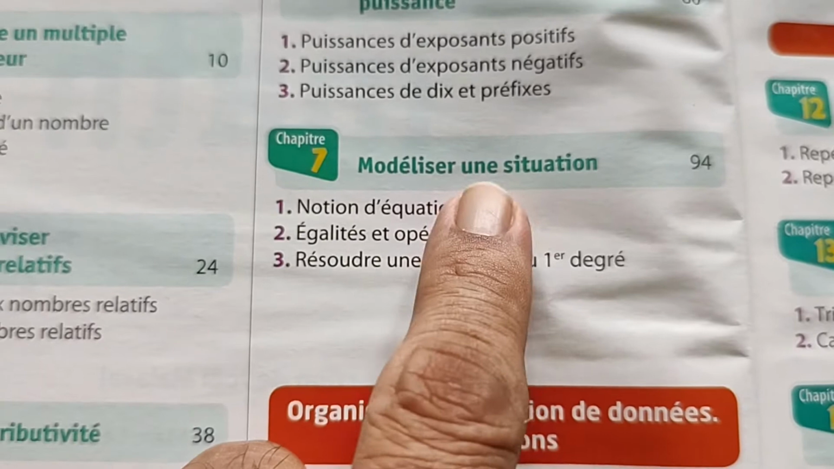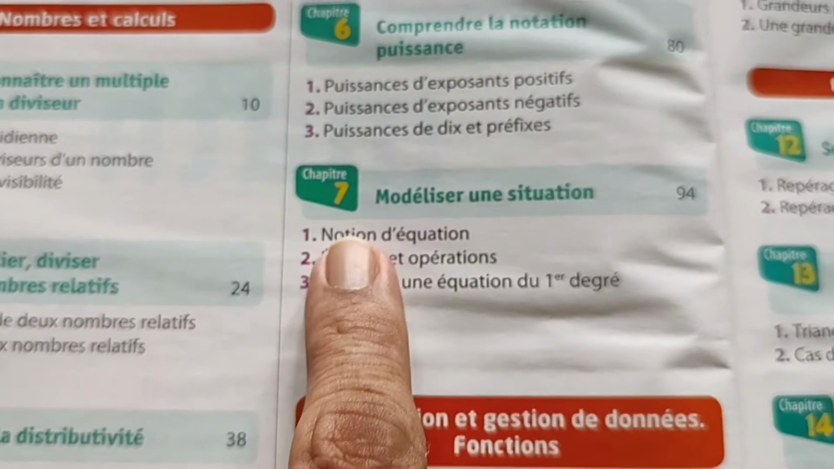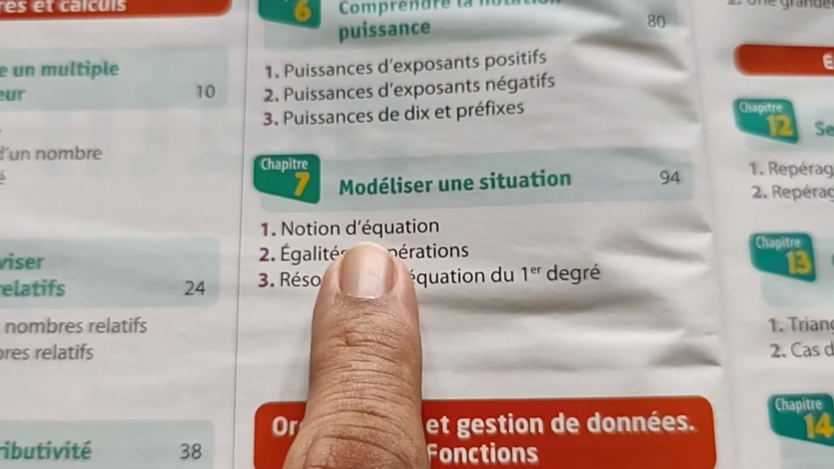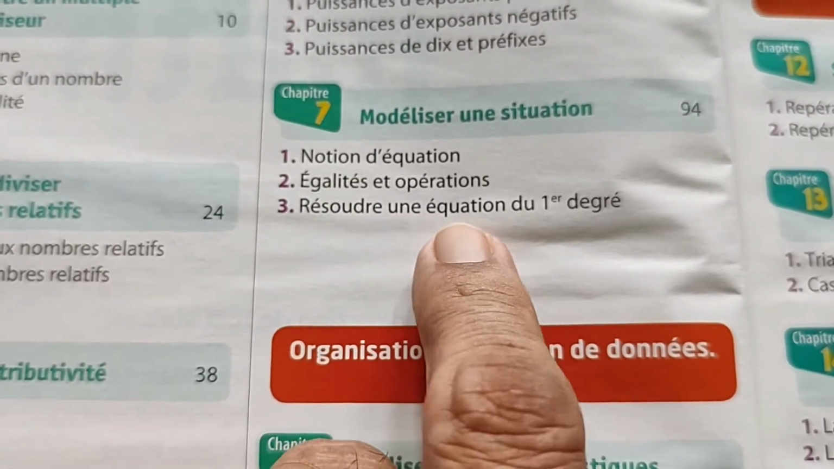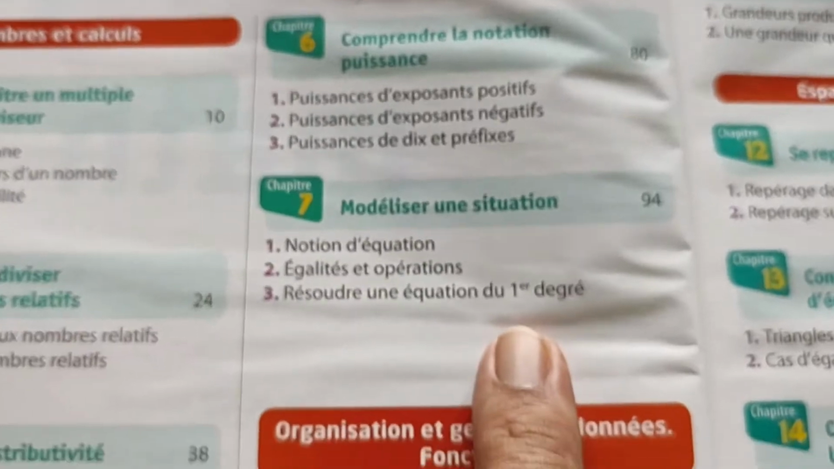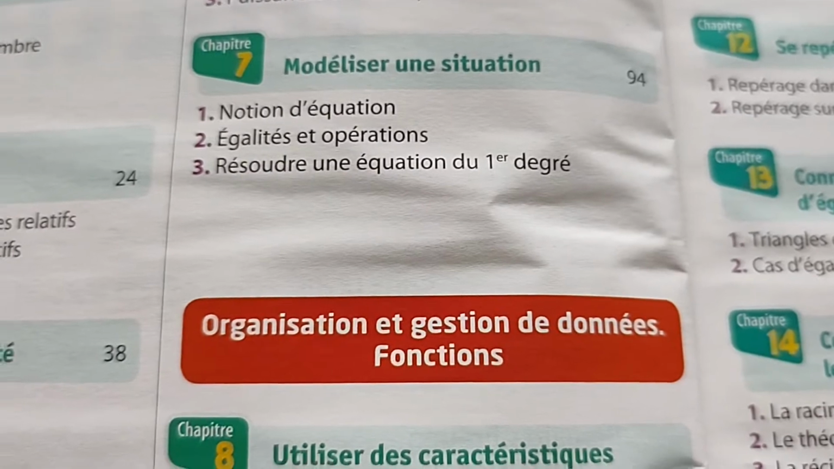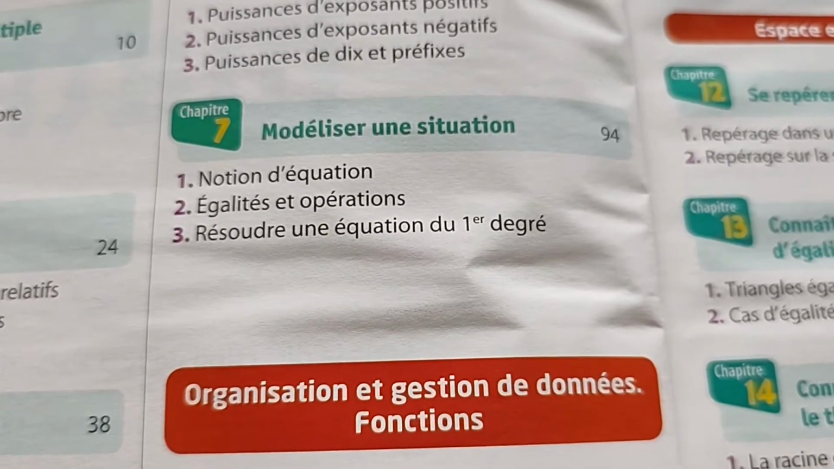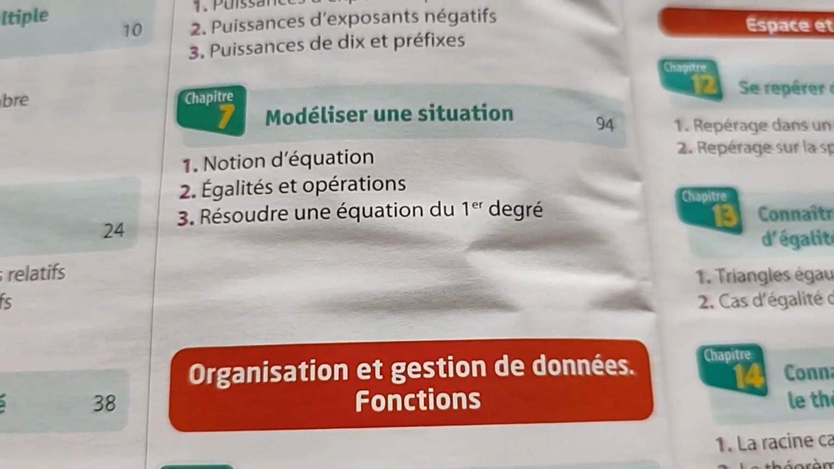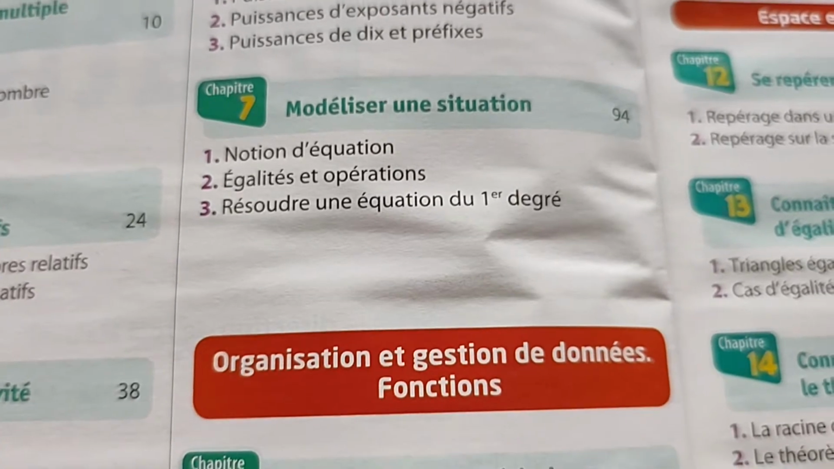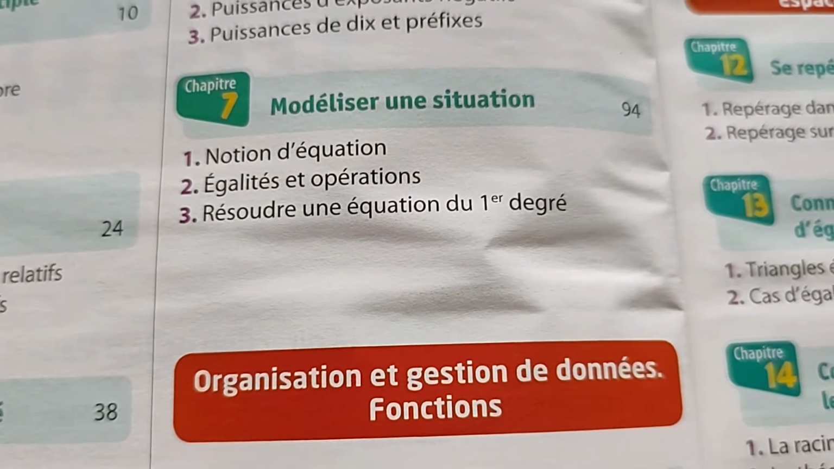Then we came to modéliser une situation, and I'm sure you don't remember what this is. It was very simply, if you're given a problem in words, how to put it into an equation or mathematical form. And then it showed you how to résoudre une équation du premier degré. What is an équation du premier degré? It means an equation that has no higher power of the unknown. That means 2x plus 3 is equal to, say, 16 is a first degree equation.